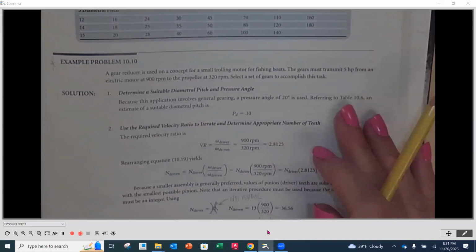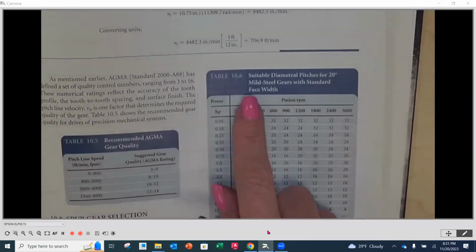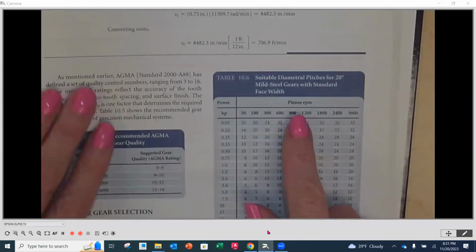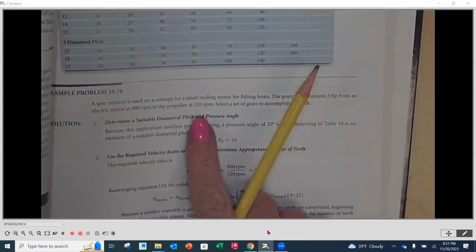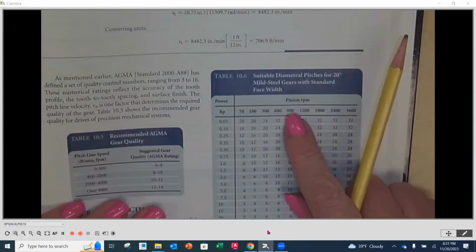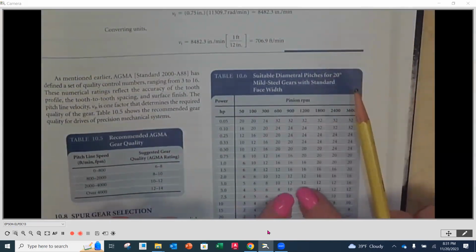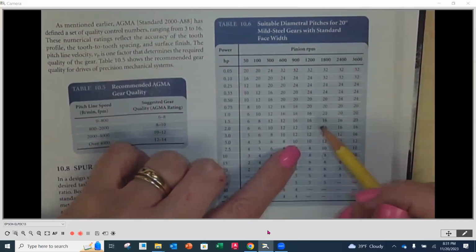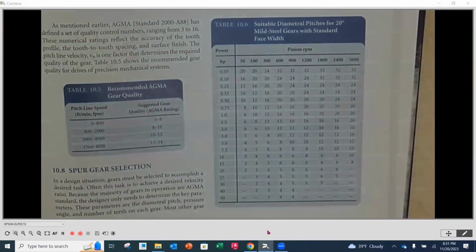So the first thing when we're specifying gears is we need to determine the size of the tooth that we need to work with. We are going to go back to table 10.6, and assuming mild steel gears, we want to find the RPM of the pinion, the faster one, and that was 900 RPM. And we know that we're pushing 5 horsepower through here. So we're going to go 900 down to 5, and notice that the number is a diametral pitch of 10.